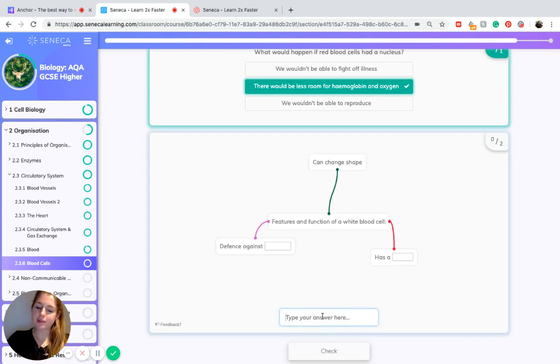So the differences between red blood cells and white blood cells are that, first of all, white blood cells have a nucleus. Also, they can change their shape. And finally, they defend against infection.